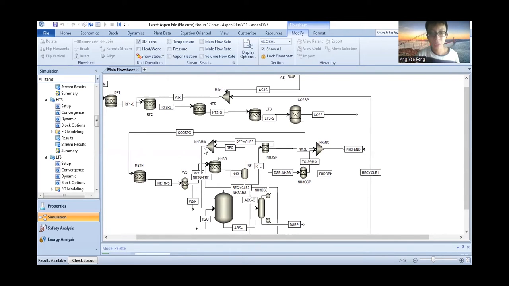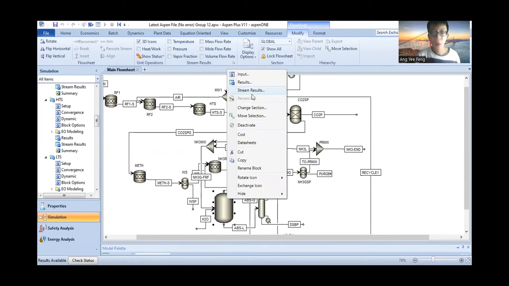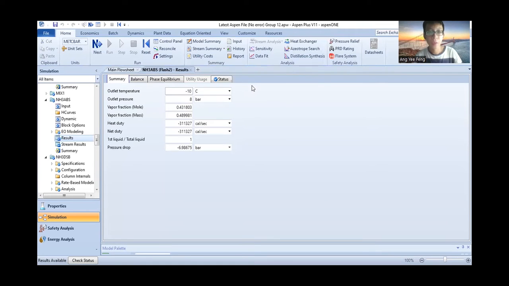Next, we go to the water separator, then the ammonia reactor, and then the refrigerator to separate the two phases. The RFG will go to the absorber, while the liquid phase will go to the end product mixer. For our absorber, the outlet temperature and pressure are negative 10 degrees Celsius and 8 bar.